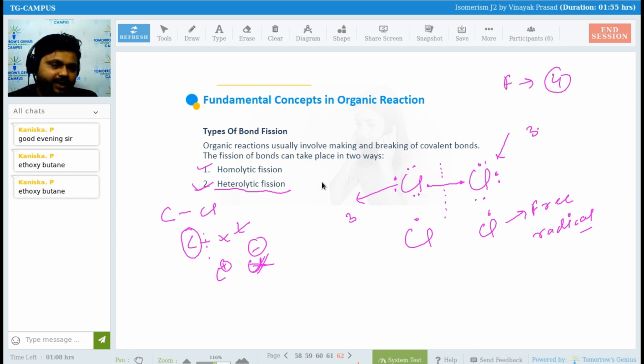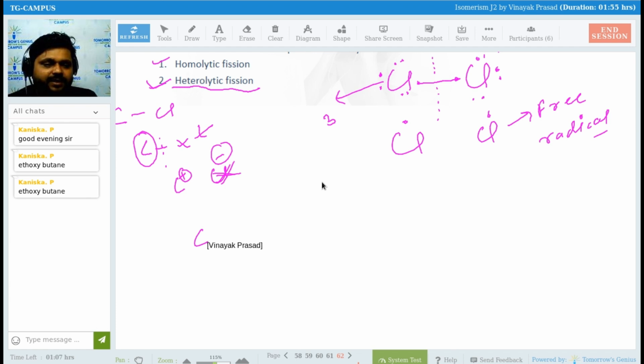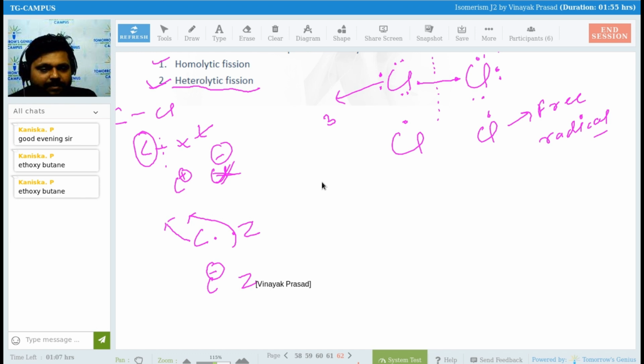But think about it: in any case, if carbon is more electronegative than any other atom, not the halogen, I'm saying any other atom, let's suppose that atom is Z. I'm taking this C and Z, with a covalent bond between C and Z. This time carbon has more electronegativity than Z. Then what will happen? Carbon will take both the electrons. Yes or no? Then a minus charge will develop over the carbon, and Z will have the positive charge. Yes or no, guys?